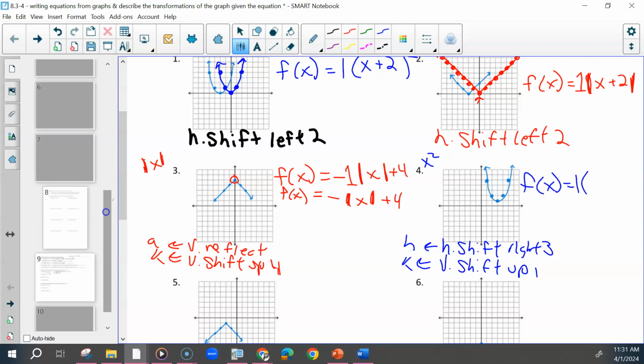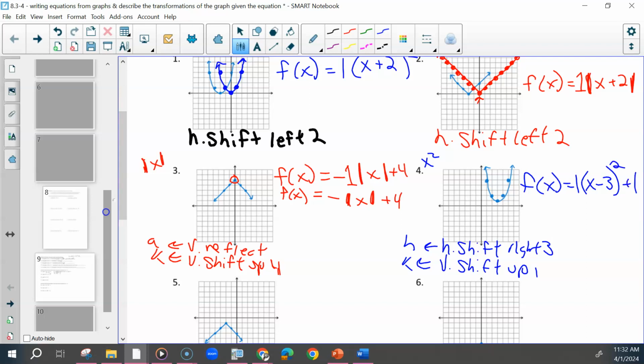So not absolute value, because we're dealing with x squared here. Plus x plus 3, x plus 3, minus... minus 3 because it's opposite. Squared on the outside, plus 1.